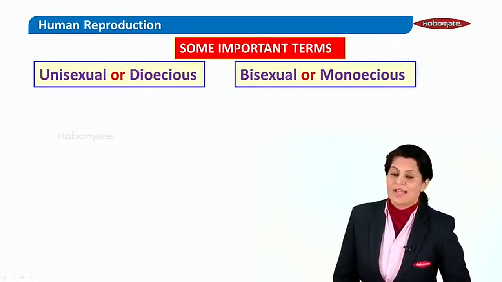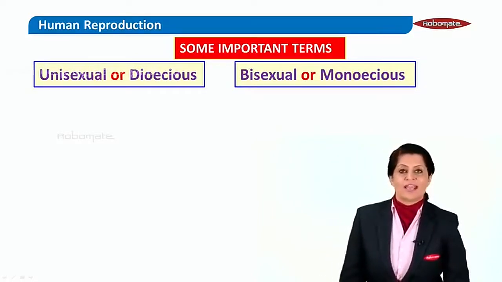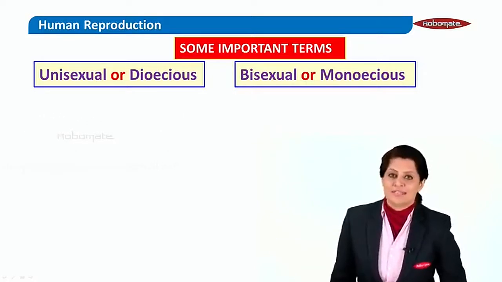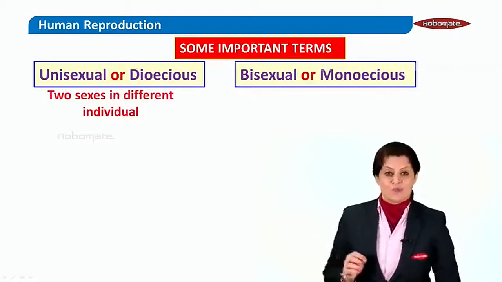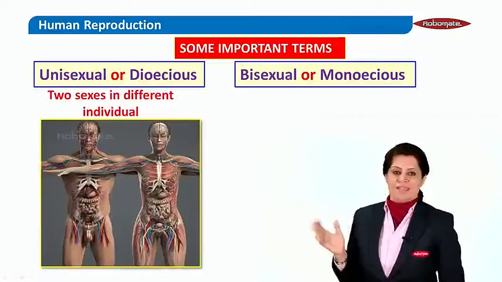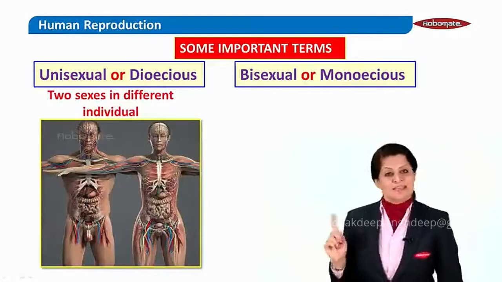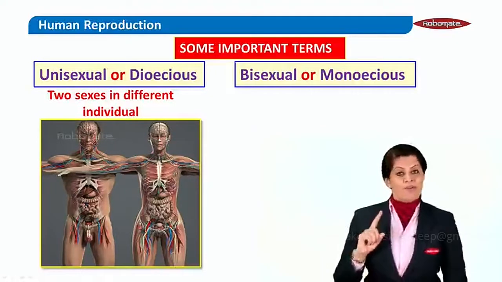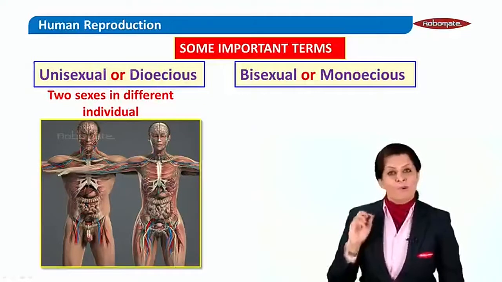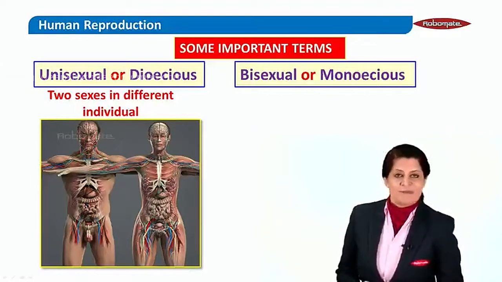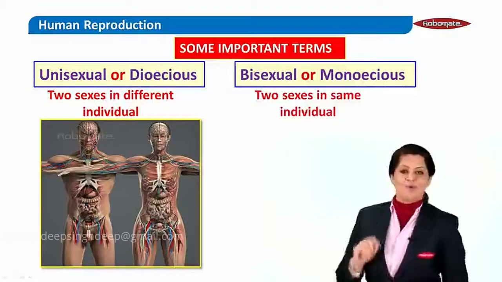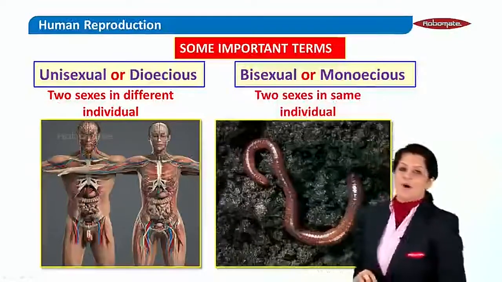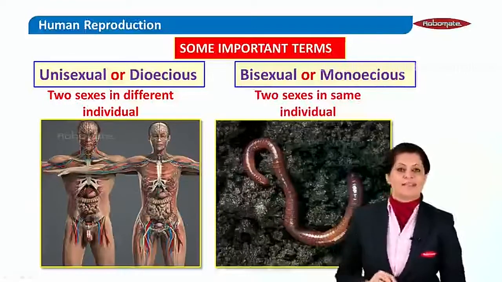Now, what is this? Unisexual or dioecious, students, is the term we use for organisms when two sexes are present in two different individuals. That's unisexual. For example, human beings, a male and a female, the sexes are present in different organisms. Whereas in bisexual, both sexes are present in the same individual. For example, I'm sure you know, earthworm or tapeworm, we call them bisexual.